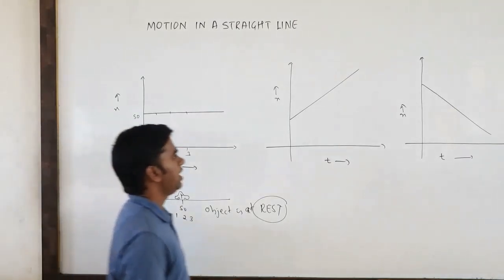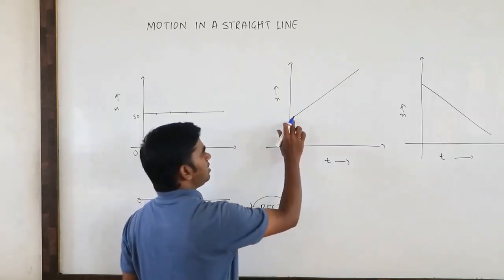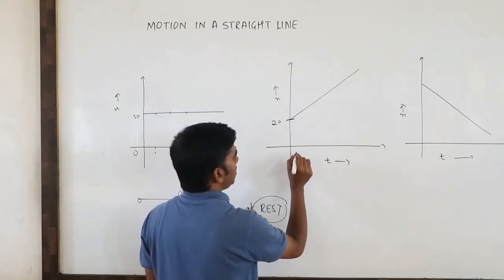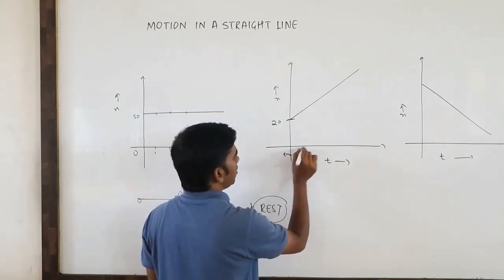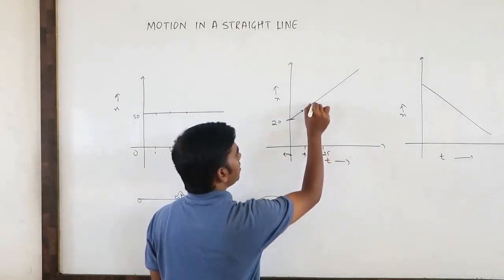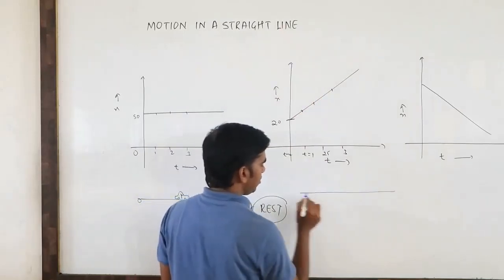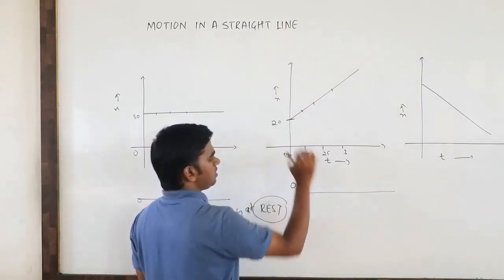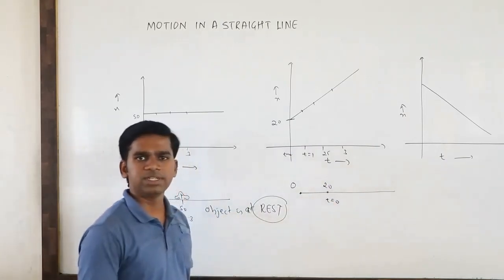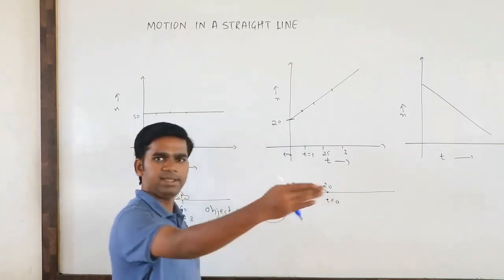Okay. So next, if we see here, it is already at some distance. Say you can take this as 20. At time t equals 0 it is here. When time becomes 1 second, it comes here. At 2 seconds, it comes here. At 3 seconds, it comes here. Means it is moving. If you look, the origin is here, and the object is already at 20 when t equals 0. That means this much distance it has already crossed.